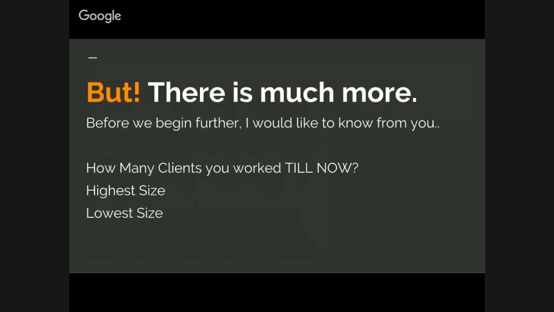Out of those clients, what was the highest size? Highest size means you can say your fee, the payment you received per month on a monthly basis, and the lowest size. And so your final answers should look like this.